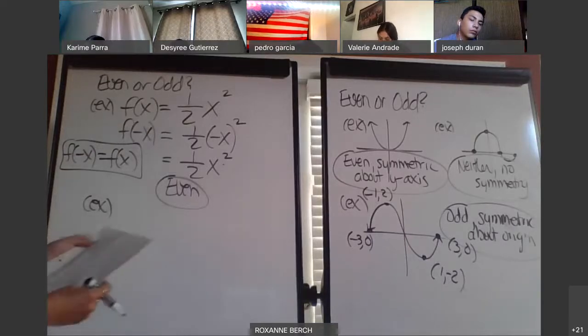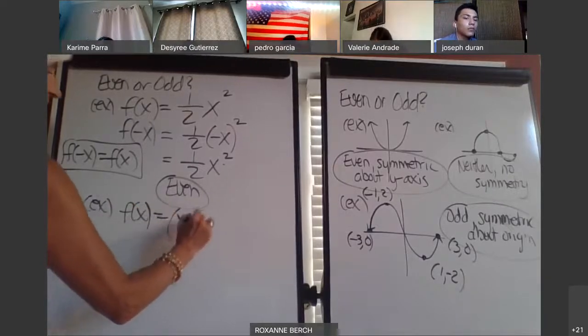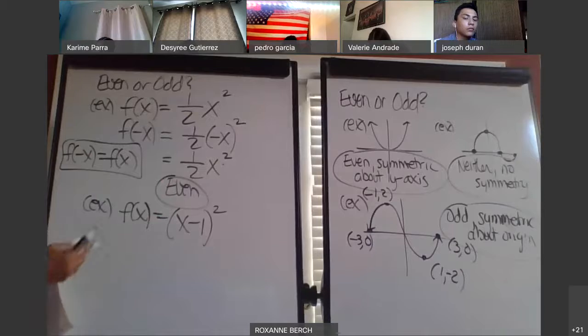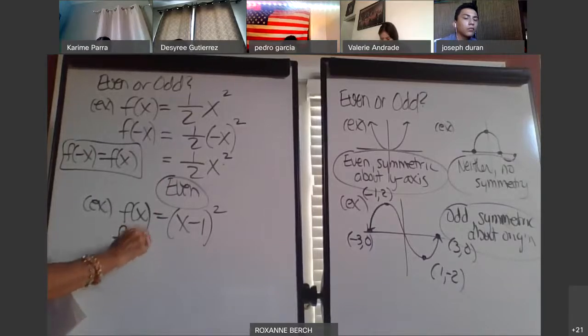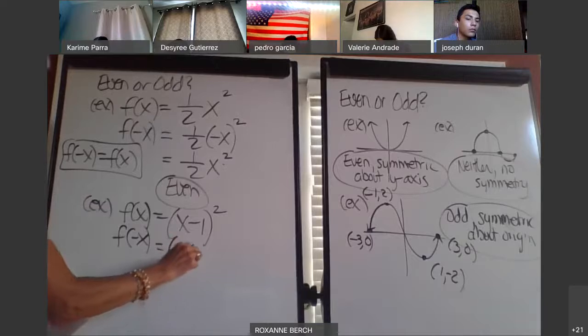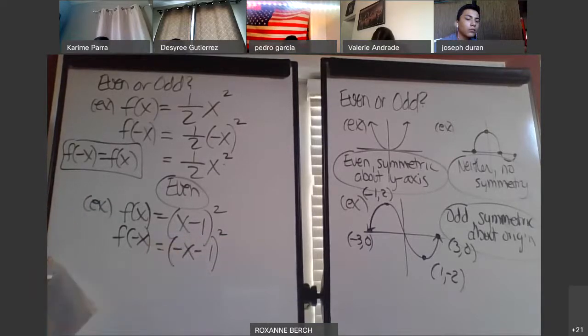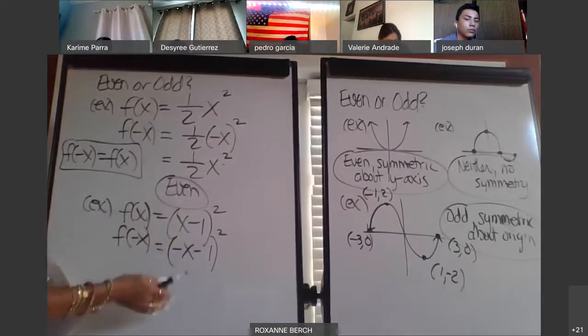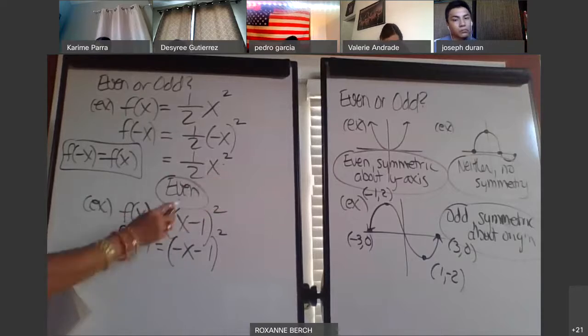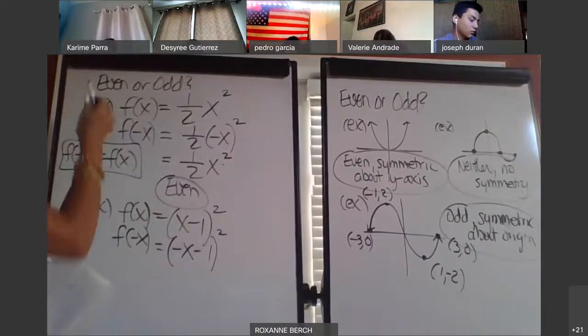Let's try another one. Now, when you first glance at this, this looks even, but it's not. Watch. When you put in a negative x, so it is a parabola, but watch. When you put in a negative x, you can't deliver that power across the sum or difference, and that does not match the function. It's not even exactly opposite. So it doesn't match the function, and it's not exactly opposite. So this would be neither.